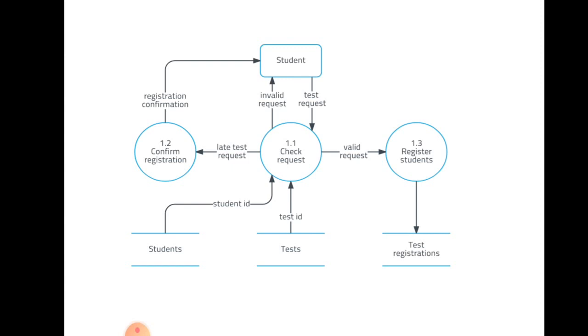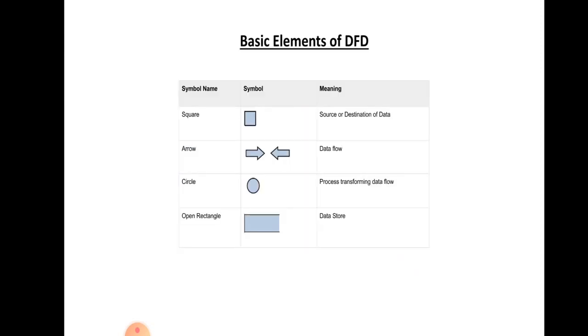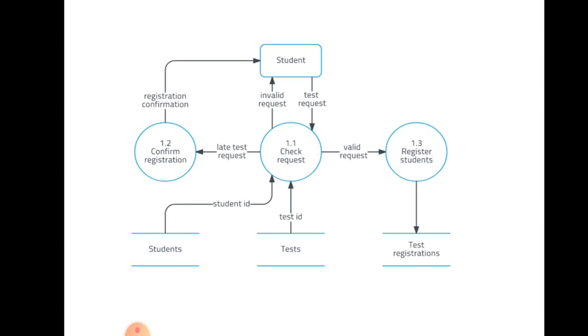Here, in the square shape, there is only one square, which is student. It is the source or destination of data, because it initially passes the information and finally gets the result, so it acts as both a source and destination of data.